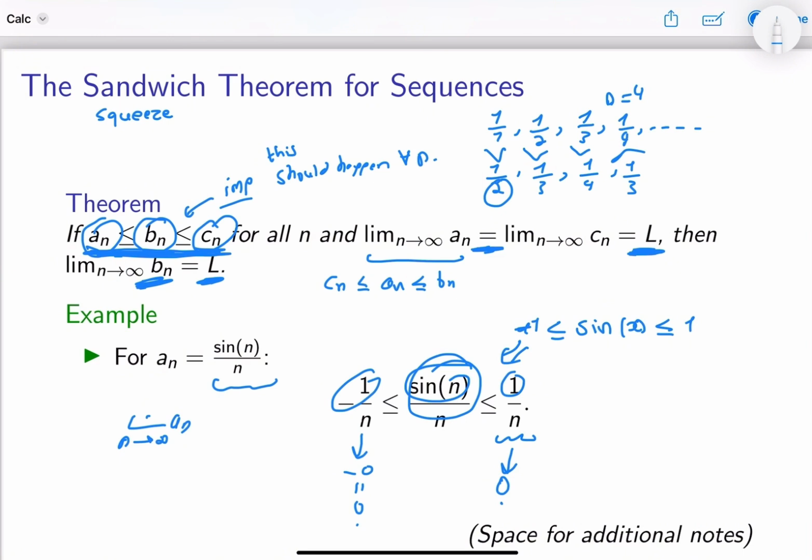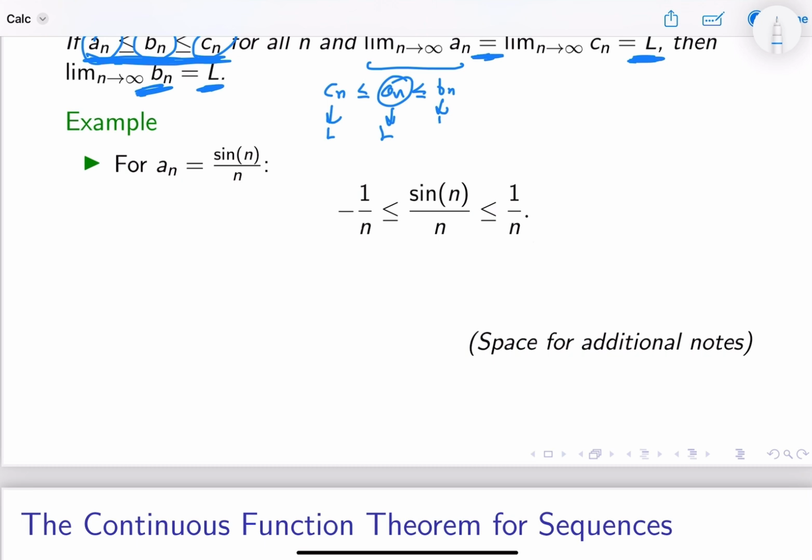Then this is going to L and this is going to L, thus this must go to L, right? So this can be proven using the epsilon definition, but you can take this and use it as a tool from now on. So before we go to the next tool or theorem, let me give you another example.